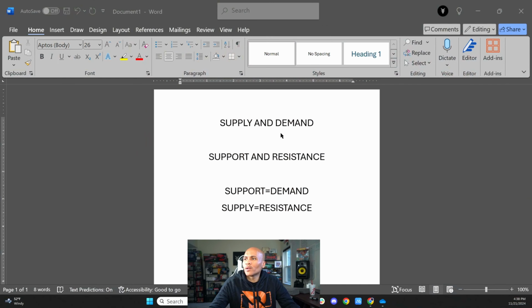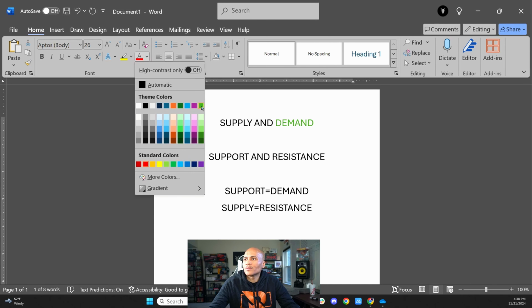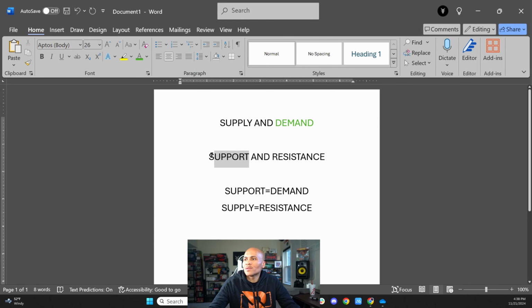I can even do colors. Hold on. Demand is where you want to buy at. So make this green, and support is also where you want to buy at. Make this green. Supply, resistance would be red. So it is the same thing. Bam. Support and demand, same thing. Supply and resistance is the same thing.